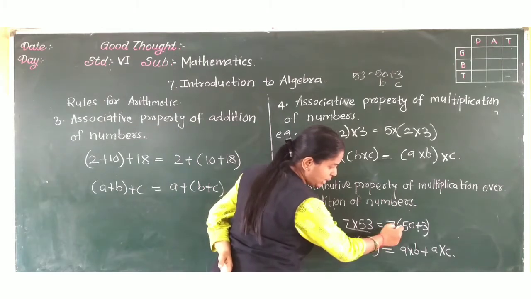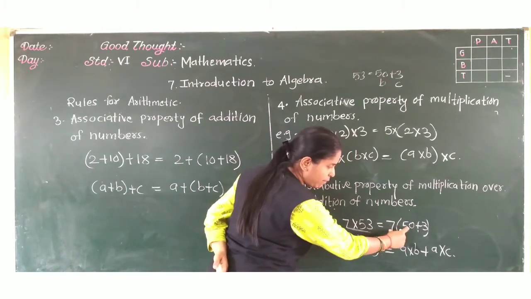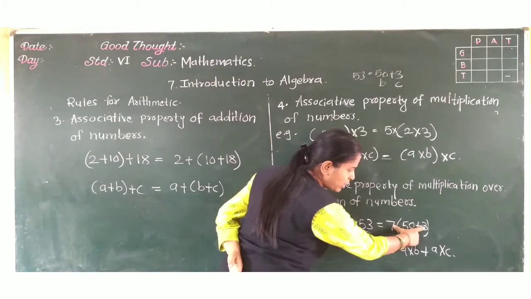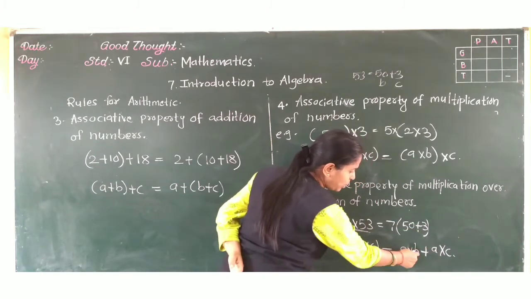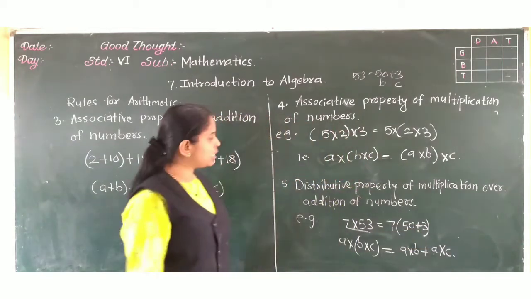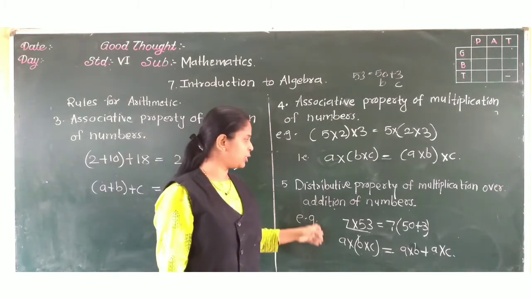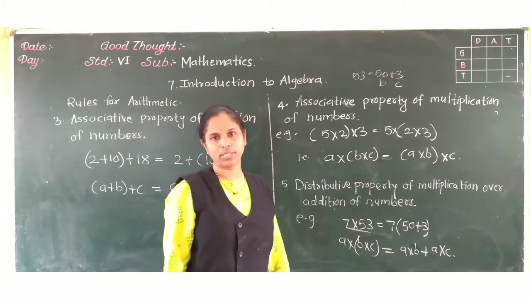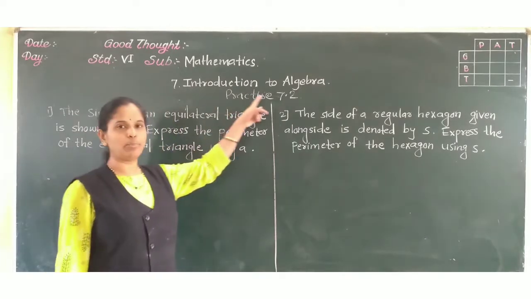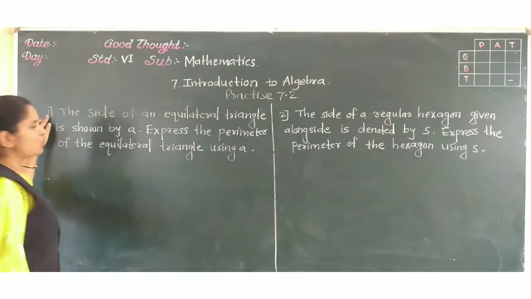We have to multiply inside the bracket. That is 7 into 15 plus 7 into 3. That is A into B plus A into C. This is the distributive property of multiplication over addition of numbers. We'll solve practice 7.2. Question number 1.